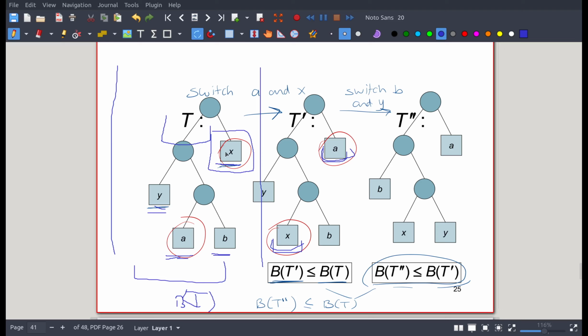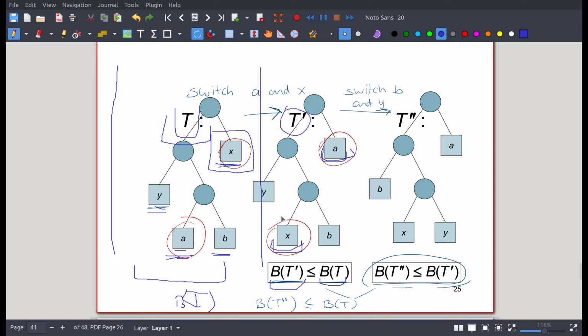We made it more optimal because x is one of the lowest frequencies, and when x reached the bottom of the tree, it became more optimal, or equally optimal. It won't be less optimal. This is the point. So the cost of the secondary tree T dash will definitely be less than or equal to the cost of T. That's what's written here: the cost of B T dash is less than or equal to the cost of B T.